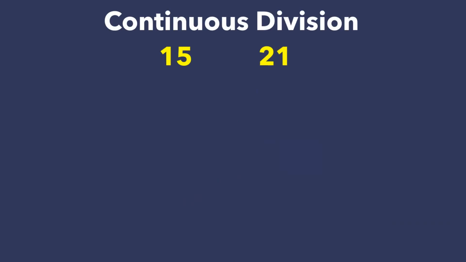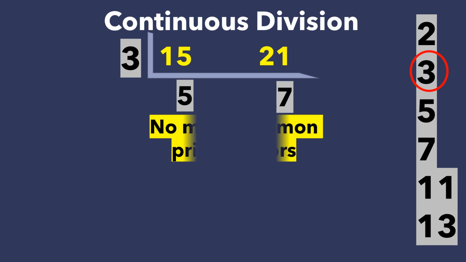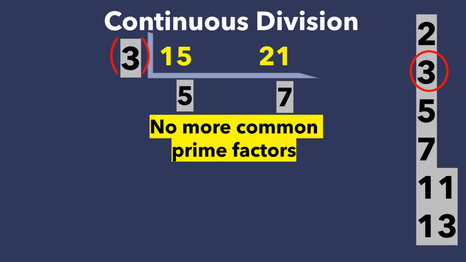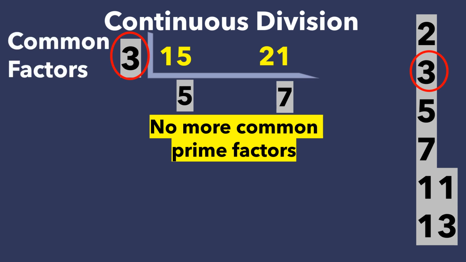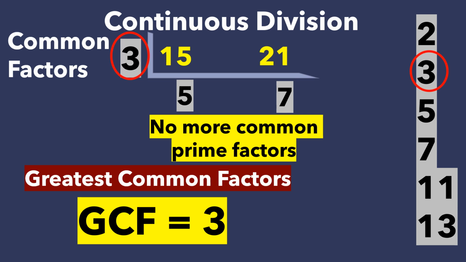Another method is continuous division. So now, 15 and 21 can be divided by 3. So let us divide. 15 divided by 3 is 5. 21 divided by 3 is 7. So there are no more common prime factors aside from 3. So the greatest common factor here is equal to 3.